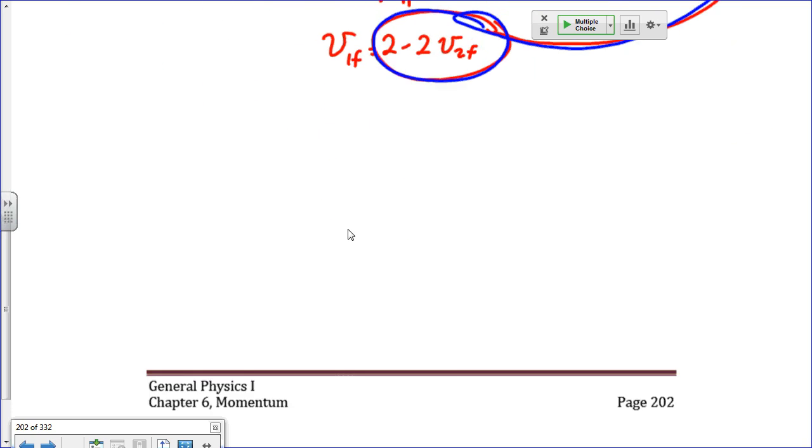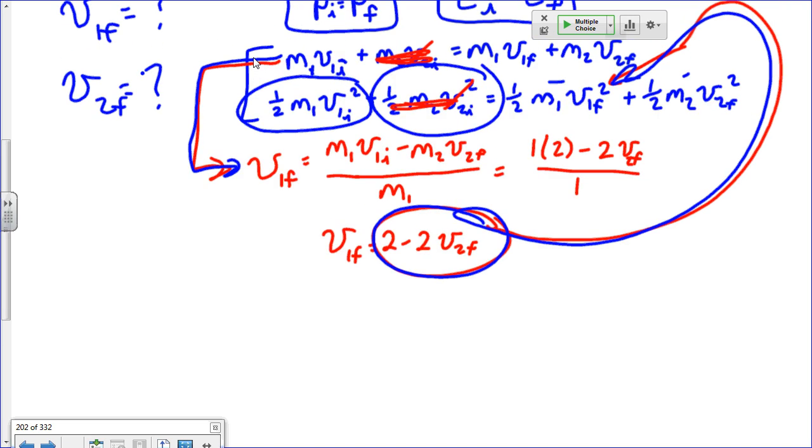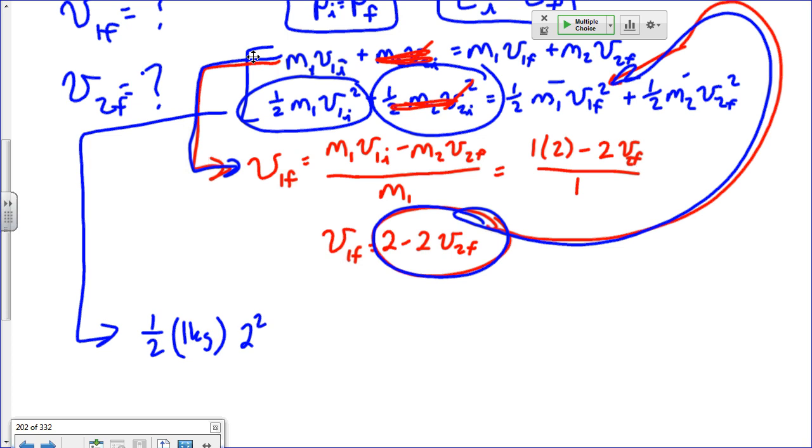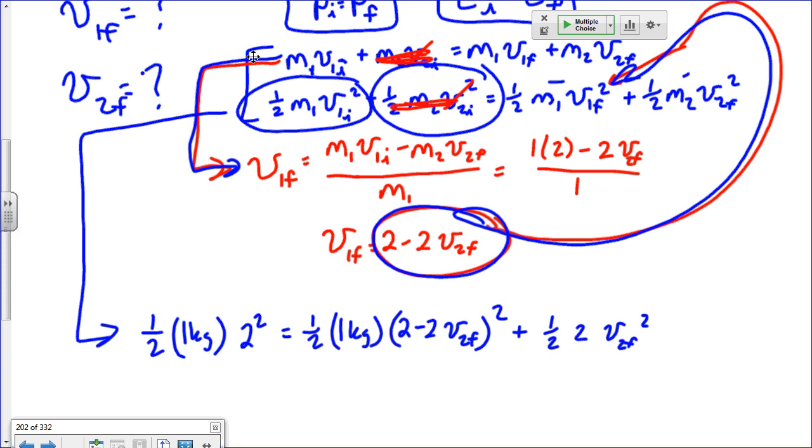I'm going to put in some numbers here. I find it's a little easier to deal with. So I'm going to go from right here. I have a half of 1 kilogram. The velocity was 2 meters per second. And then that's going to equal a half of 1 kilogram times (2 minus 2 V2F) squared plus 1/2 of 2 V2F squared. And then I'm just solving now for V2F squared.